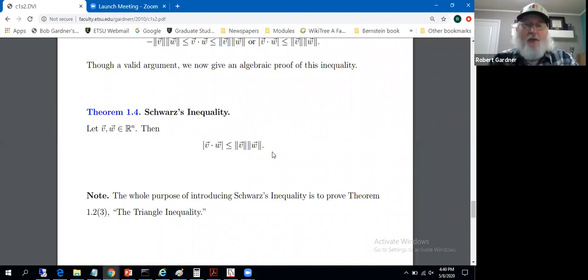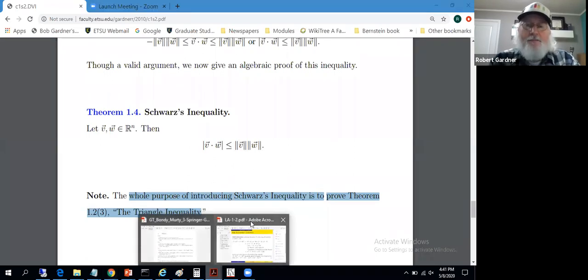So ain't that something? We're interested not so much in Schwarz's inequality, but we had a property upstairs of norms with a triangle property. We're going to use Schwarz's inequality to establish that. That's really why we're interested in Schwarz's inequality. The whole purpose in the note below of introducing Schwarz's inequality for us is to prove the triangle inequality. So let's do it.